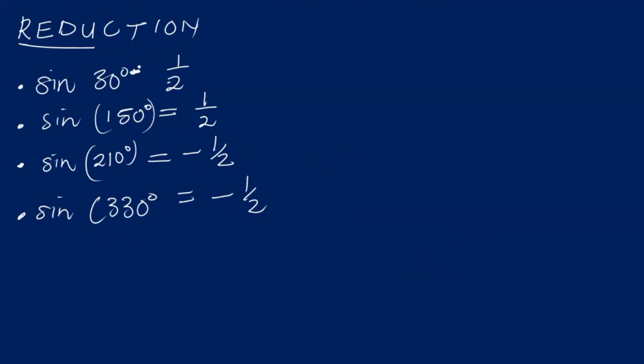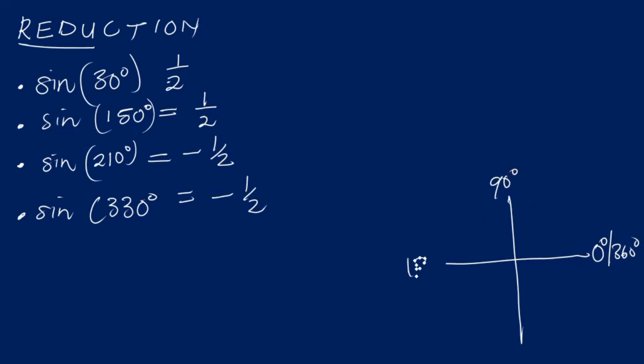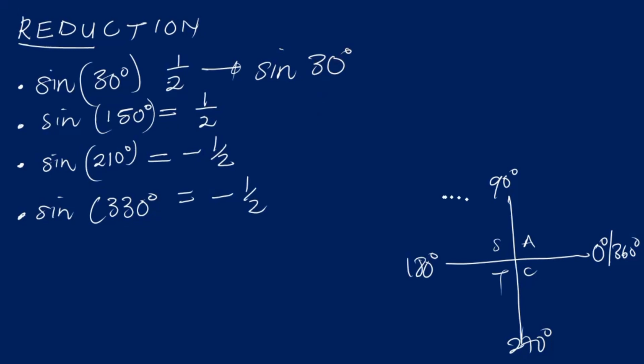So here we have these values. Let me put a Cartesian plane here because we need it. I don't know why I removed that. Let me put a Cartesian plane. 0 degrees or 360 degrees, 90 degrees, 180 degrees, 270 degrees. Let's put a CAST there. Perfect. Now, what's happening there? So this, it is a simple sine of 30 degrees. All set? Now, and it gives me half.